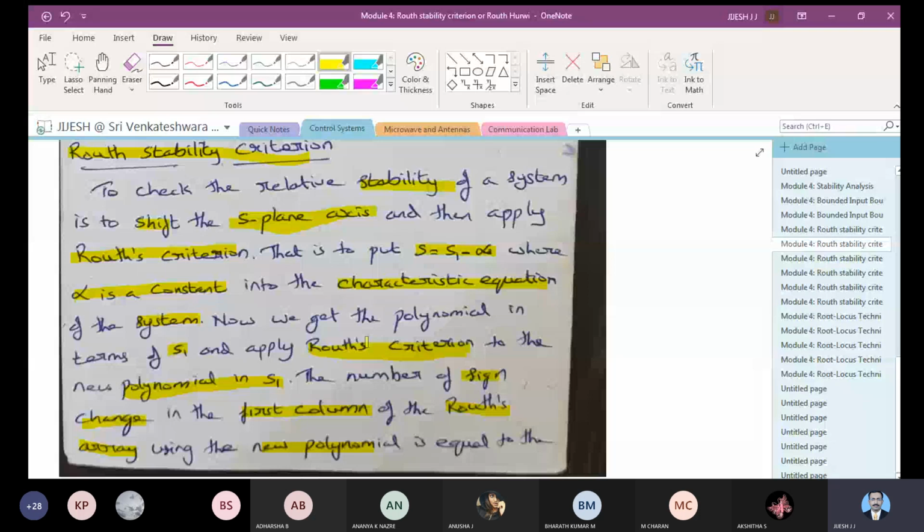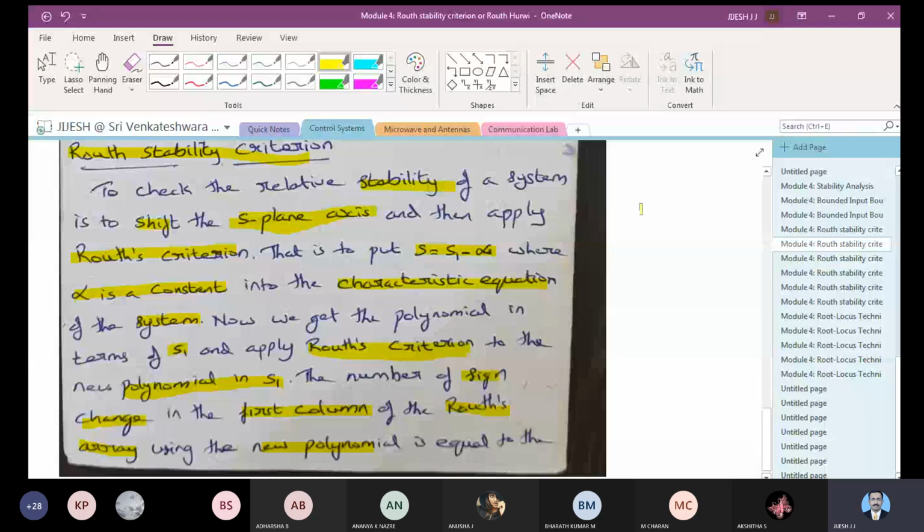So the entire characteristic equation is remodified in the form of s1. It will be an entirely new equation in s1. Once you get that, you again use the Routh criterion and try to simplify it. After doing that, you will check the first column. We have already discussed these things before.